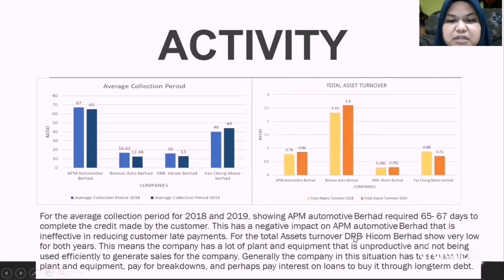For the total asset turnover, DRB-Hicom Berhad shows very low for both years. This means the company has a lot of plant and equipment that is unproductive and not being used efficiently to generate sales for the company. Generally, a company in this situation has to service the plant and equipment, pay for breakdowns, and perhaps pay interest on loans to buy it through long-term debt. Okay, I will hand over this presentation to my friends.